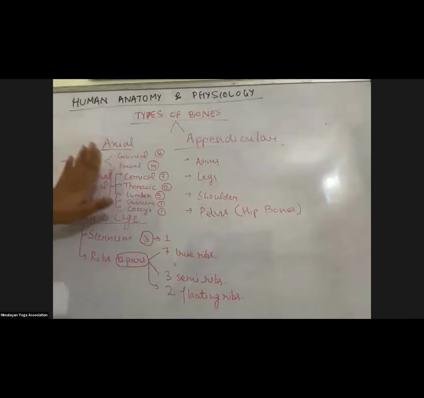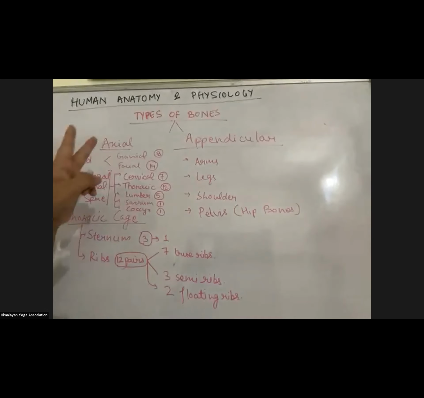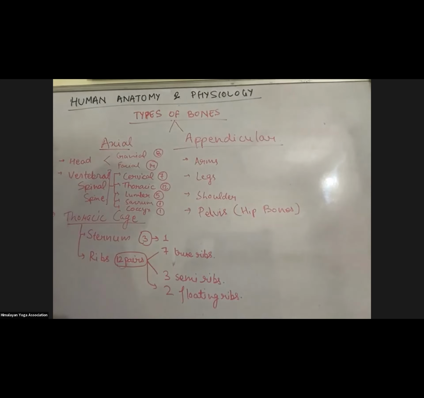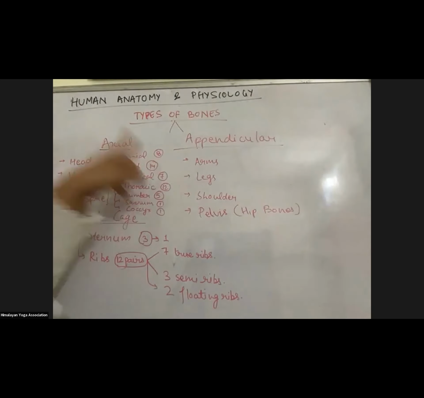This is torso. This is limbs. So in axial, we have head. Head has two regions, that is cranial and facial. Cranial is the group of bones which is protecting the brain. It is 8 in number. Then we have facial bones. Facial bones, there are 14. They are smaller in size, but they are more in number, 14.